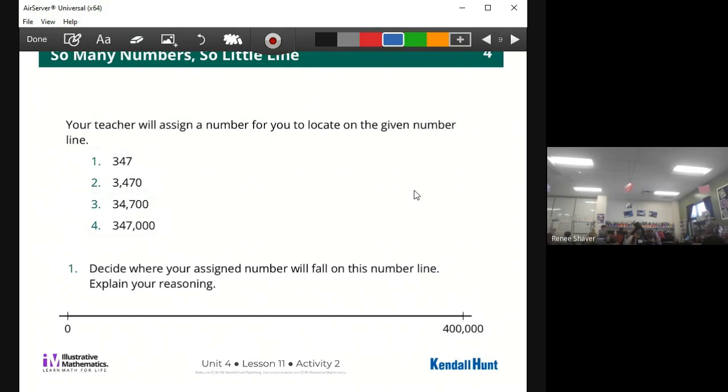Okay, so we got 34,700, and now it's separated between 0 and 400,000. So you're gonna have to decide. Hey guys, I'm looking at this. Do you notice your number line goes from 0 to 400,000? Depending on your number, you're gonna want to count by ones, tens, hundreds, thousands, 100,000. You have to decide how to partition your number line.